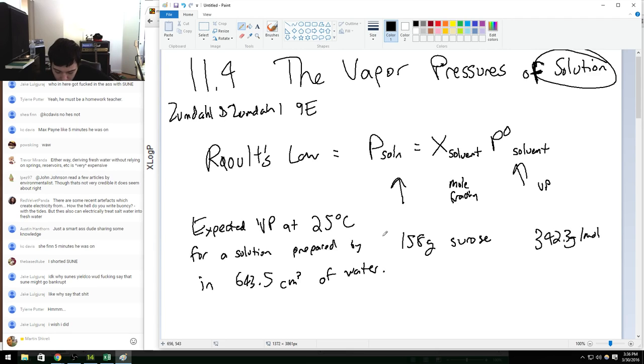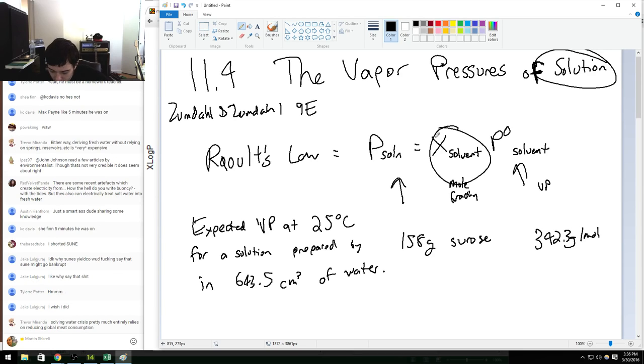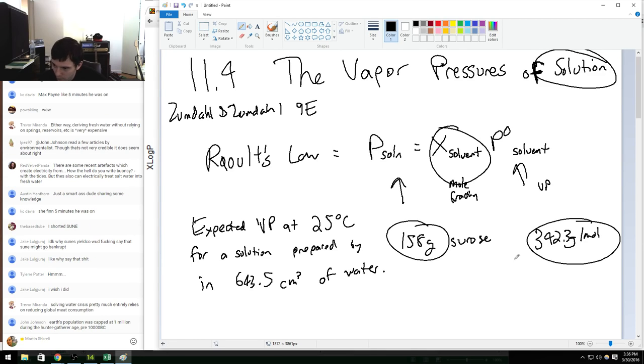What is Raoult's law? Okay, well, how many moles? We need mole fraction, so we need to know how many moles of sucrose we have. Well, we have 158 grams and the molar weight is 342, so that's something like 0.4616 moles of sucrose, table sugar that we've got. Okay, so that's good. So now we need to know how many moles of water we've got.